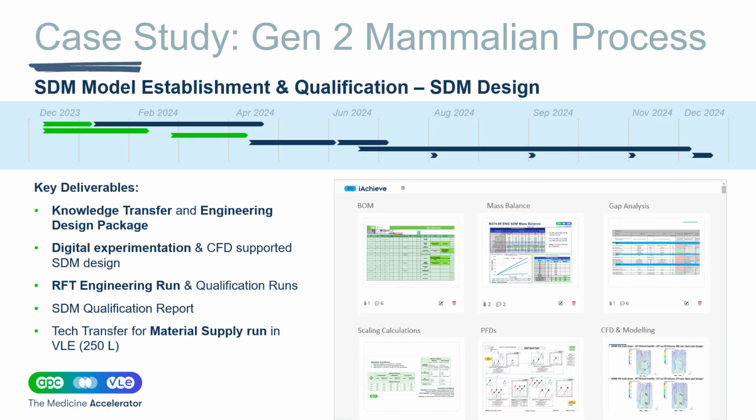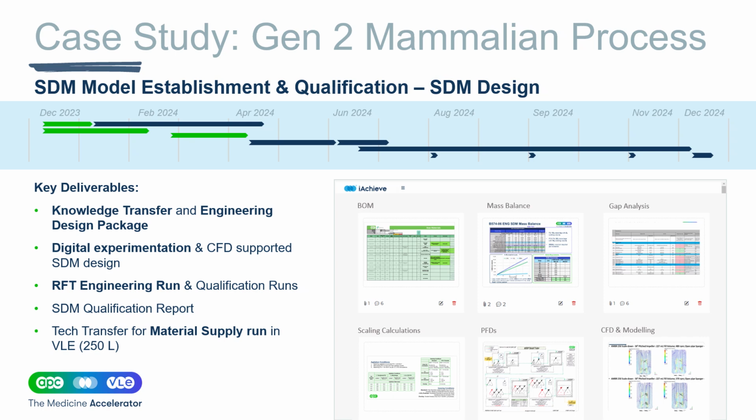So the scale-down model establishment and qualification work actually precedes the FMEA, and itself starts with the knowledge transfer phase, which is about 3 to 4 weeks at the kickoff. At APC, we pride ourselves on our engineering approach, and so projects kick off with our iAchieve engineering design package. This includes deliverables from your bill of materials to mass balances across unit operations, scaling calculations from manufacturing to lab scale, gap analyses, process flow diagrams, and even CFD and modeling.